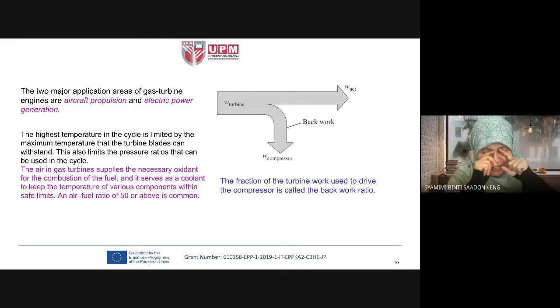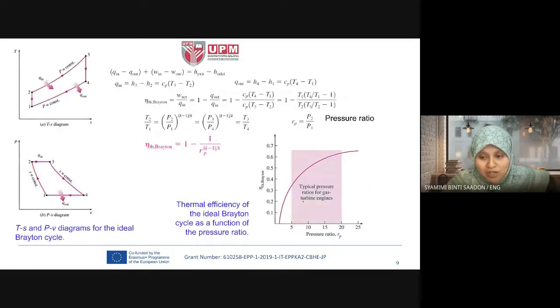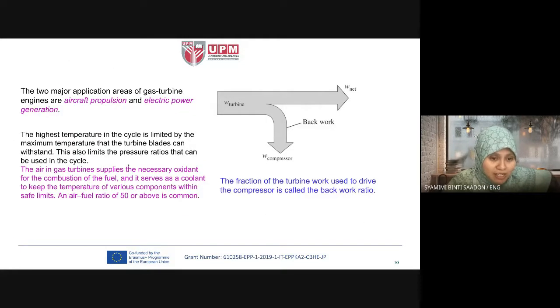So of course we want to increase the turbine inlet temperature as much as we can because we want to increase the thermal efficiency. But however, the turbine blades have a maximum temperature that they can withstand. Otherwise the material will fail. It has limits. This also limits the pressure ratio. Otherwise we would try to increase the pressure ratio as high as we want, but we cannot do that because it has limits.